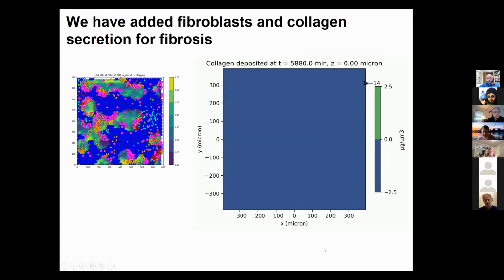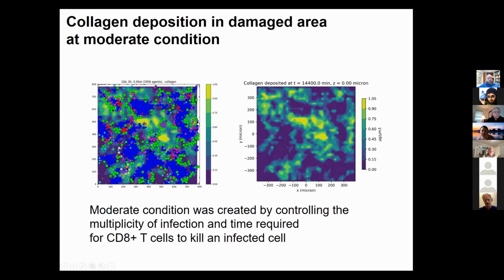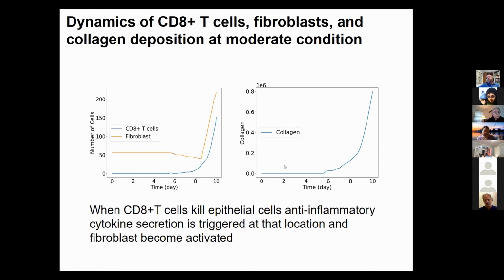Aminul added that portion, and then he simulated this under various conditions, where we had a moderate disease condition. In the simulation environment we can control the multiplicity of infection, which is related to the initial amount and distribution of the virus exposure on this tissue segment, and the time required for the CD8 plus cells before they kill an infected cell. He chose the settings that would give us this so-called moderate condition, and we could then see the evolution of the collagen in response to that. He also tracked the emergent number of fibroblast cells and CD8 plus T cells that would respond to that.